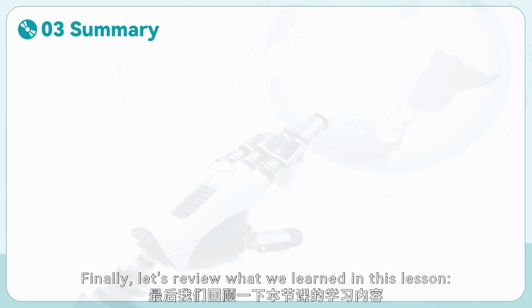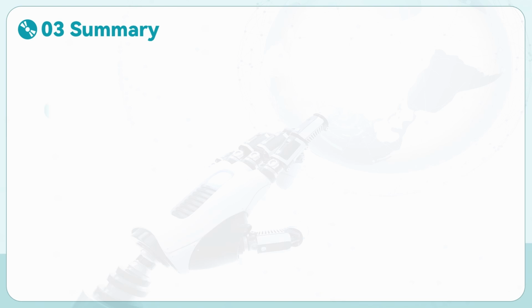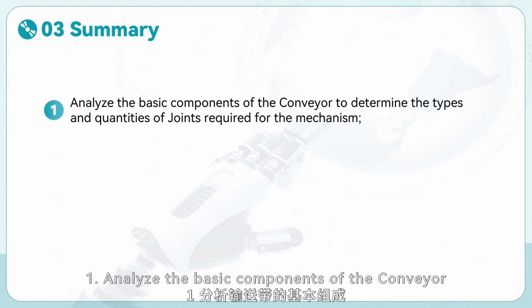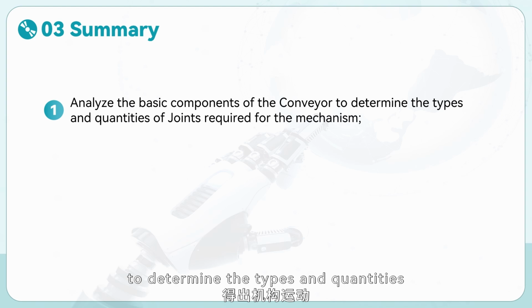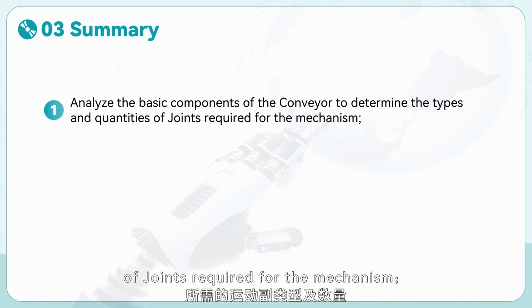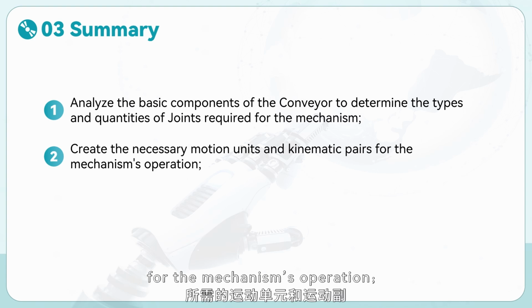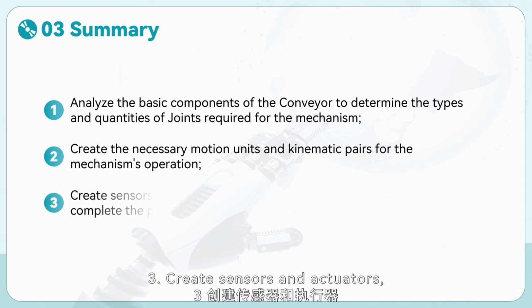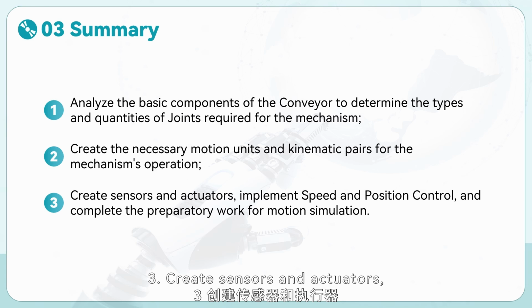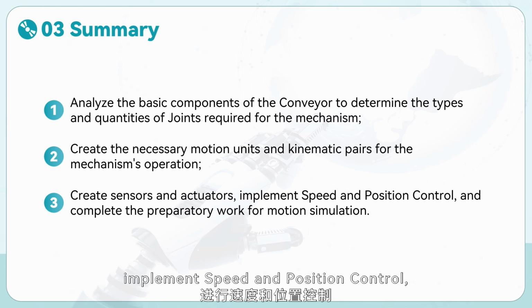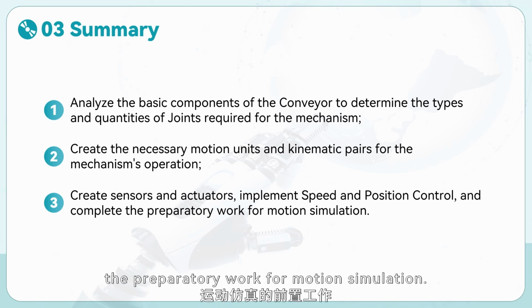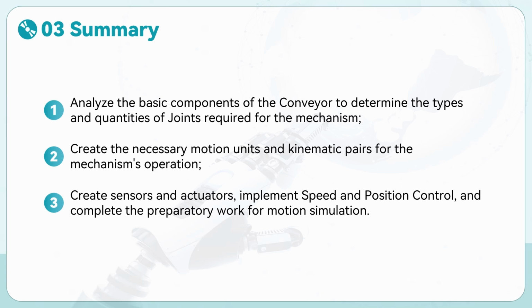Finally, let's review what we learned in this lesson. 1. Analyze the basic components of the conveyor to determine the types and quantities of joints required for the mechanism. 2. Create the units and joints necessary for the mechanism's operation. 3. Create sensors and actuators, implement speed and position control, and complete the preparatory work for motion simulation.